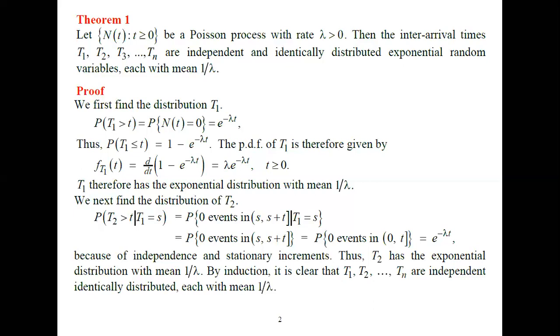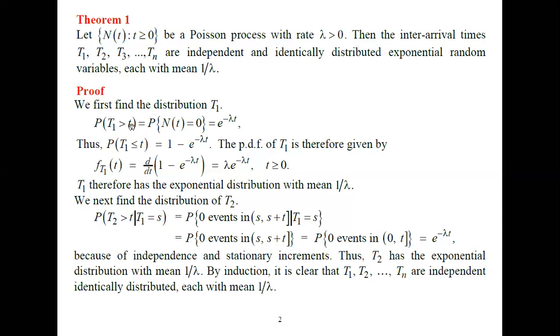Are you okay? So yes, first of all, we find the distribution function of T1. You know how to define a distribution function. It's the cumulative distribution function. So it is defined as the probability that T1 is greater than t. It means we want to find the probability that the first event occurs after time t.